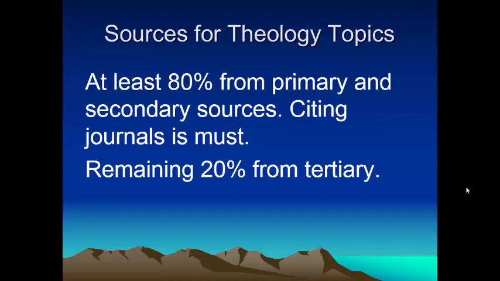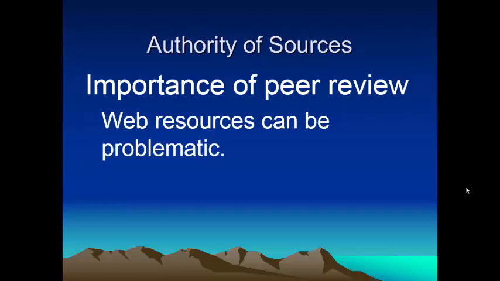The remaining 20% can be from tertiary sources. Peer review is really important. In academic journals, they go through a very specific peer review process, but there are other things. For instance, sometimes papers presented at conferences go through a peer review process that is very similar to a journal article, but it's important for other experts to check the thinking of their peers before something goes into publication, because even people who are very bright make mistakes.